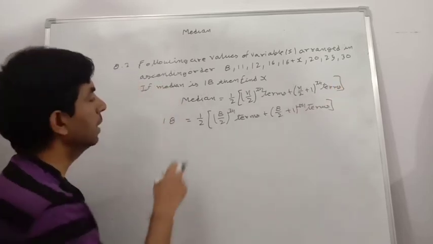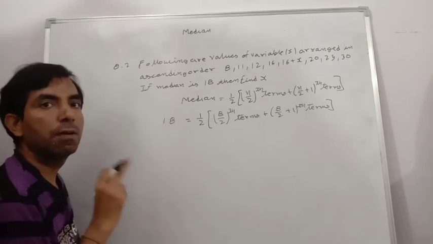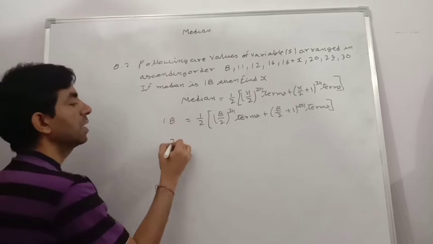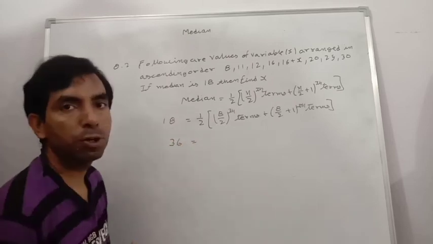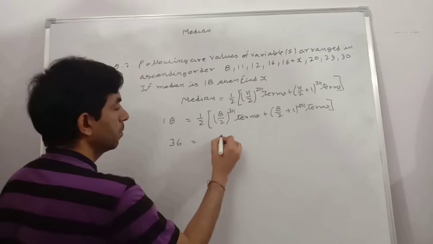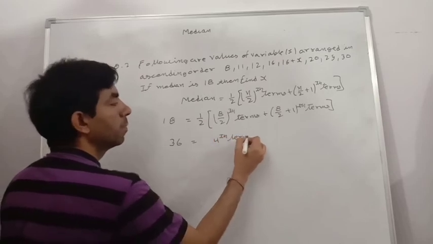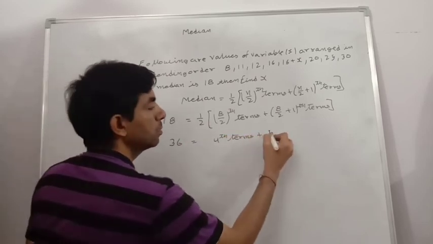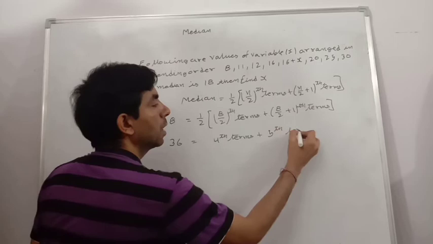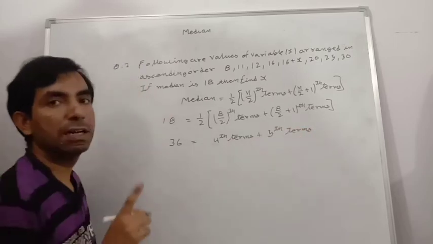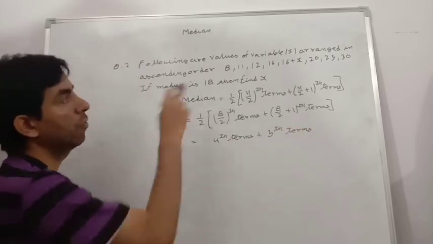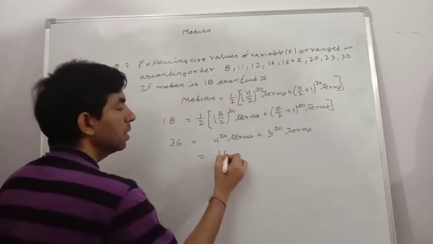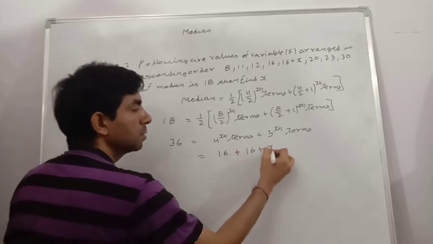Now we calculate. Here the 2 is in the denominator. We take it to the second side, then it will be multiplied. So 18 times 2 is 36. Here 8 upon 2 term means the fourth term, and 8 upon 2 plus 1 means the fifth term. 8 upon 2 is 4, so the fifth term. Now we write the values given in our data. Here 1, 2, 3, 4. The fourth term is 16 and the fifth term is 16 plus x.